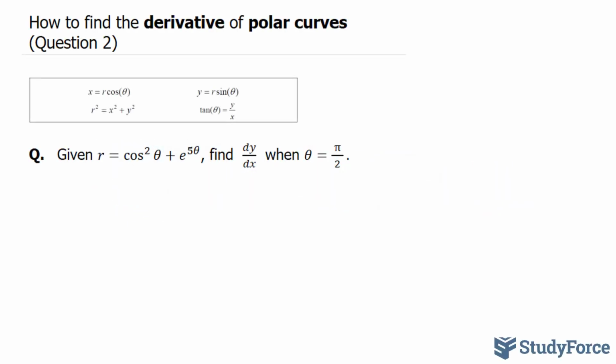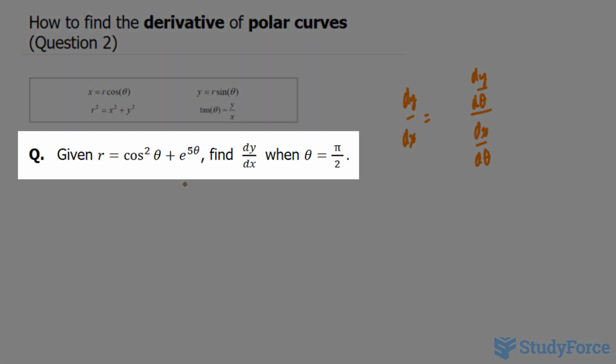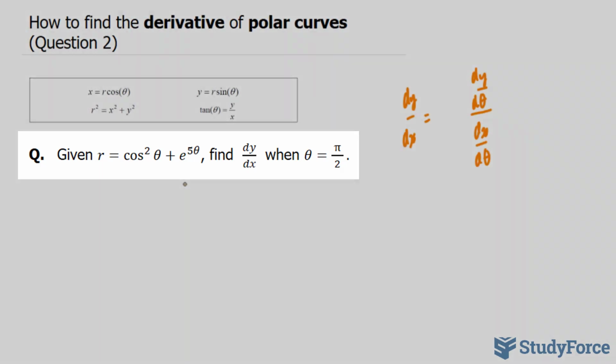In question 2 of this series, I'll show you how to find the derivative of polar curves. Remember that to find the derivative of polar curves, you use the following formula, where dy over dx, the derivative, is equal to dy with respect to theta over dx with respect to theta. So what we have to do is convert this polar equation, that's in terms of r and theta, into an equation that's in terms of x and theta and y and theta, and then subsequently find the derivative of both of those equations.